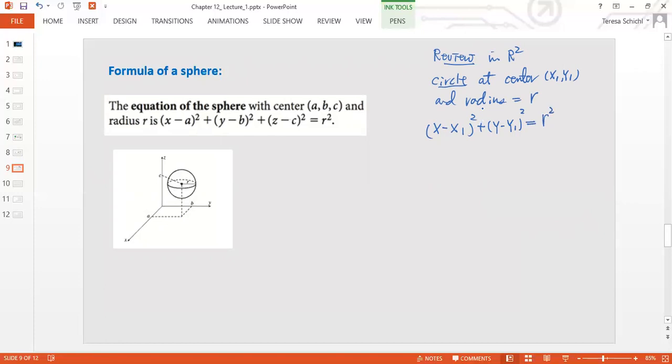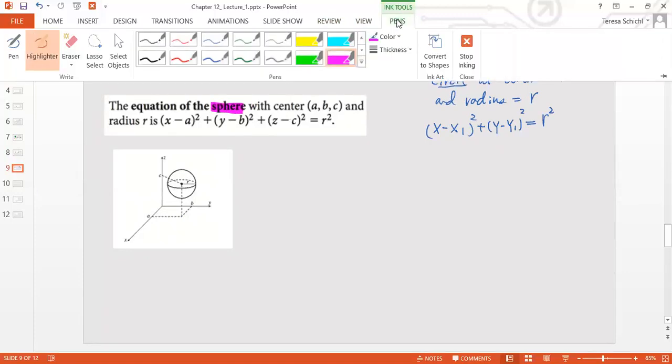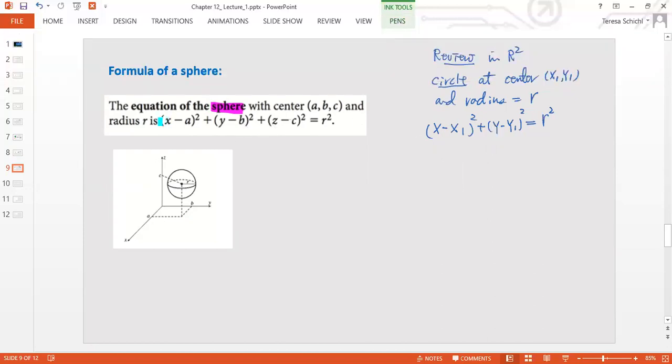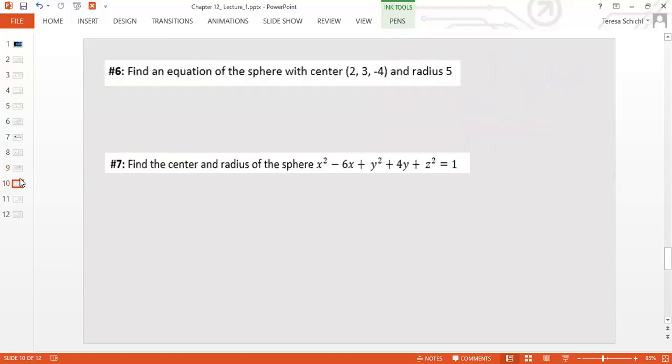So we extend it to R3. Instead of calling it a circle, what do we call it here? Sphere, right? The sphere is kind of like a basketball. With center (a, b, c), it's similar to the circle: x minus a squared plus y minus b squared plus z minus c squared equal to r squared, where r is the radius. So it's just a simple formula expanded from the circle to a sphere. Okay, let's take a look at this one here.